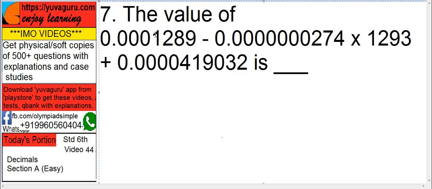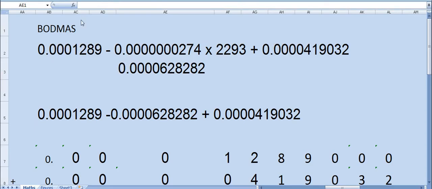Next one, the value of this number 0.0001289 minus this multiplication plus this number is. Now the basic rule is always follow the bottom-up rule. Bottom-up means bracket open, divide, multiply, add and then subtract. Go in this sequence only.